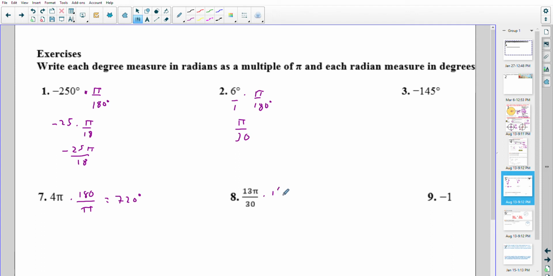Again, one more quick example, times 180 over pi. And again, you're looking at canceling the radians. So the pi's would divide out. 30 goes into 180 6 times. And so you're left with 78 degrees for your answer here. A lot of cancellation going on. And so that's the definition of a radian. It's how to convert from radians to degrees, and its standard position as well as coterminal angles.